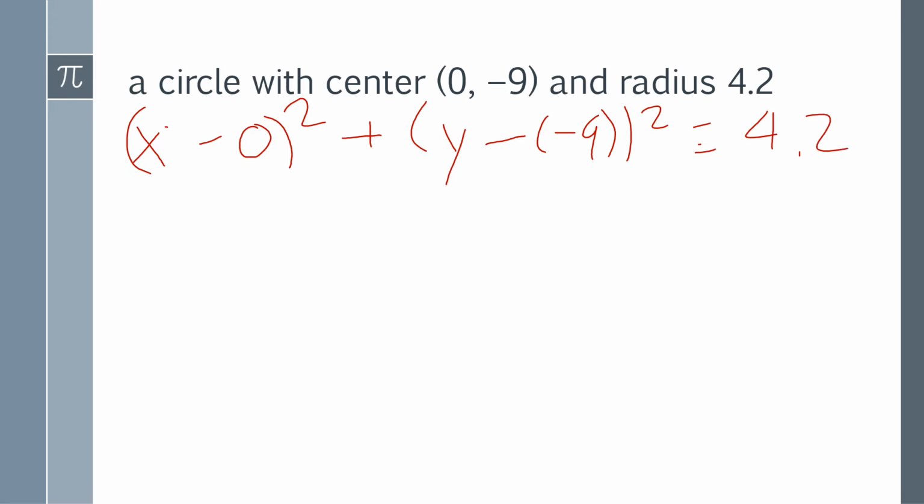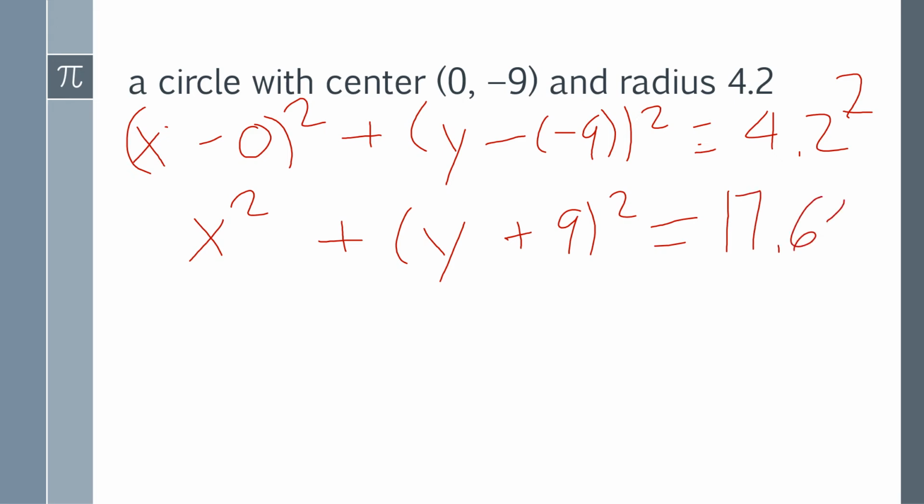All right. So when I rewrite this, I will have x squared, because 0 to any power is just 0. And then when I get to plus y, two negatives make a positive, plus 9 squared. I forgot the square of 4.2 should equal 17.64. And that's all you have to do with that equation.